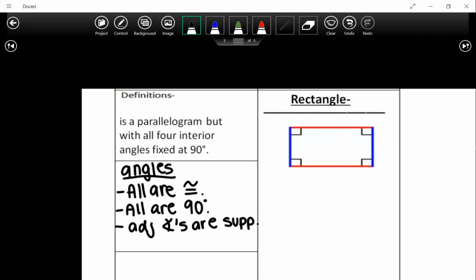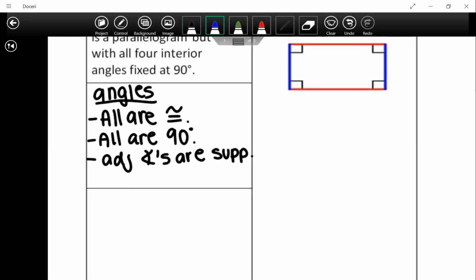The thing that separates a rectangle from a square is what? Sides, right? All sides are congruent. It's a parallelogram, so therefore opposite sides are congruent. So all the criteria holds in a square that doesn't hold in a rectangle. Let's talk about the sides. We're talking about sides of a rectangle is opposites. Opposite sides are congruent.